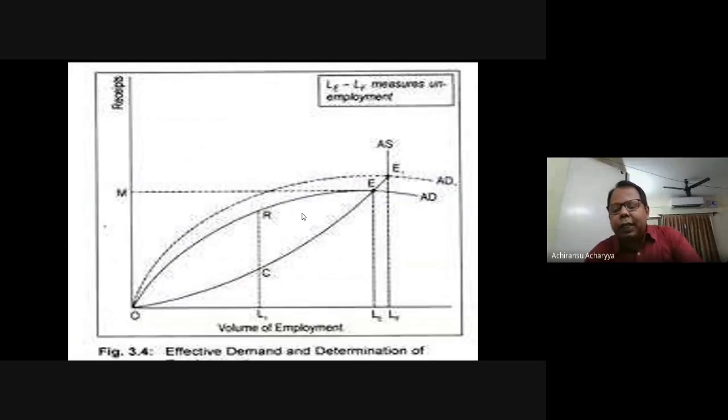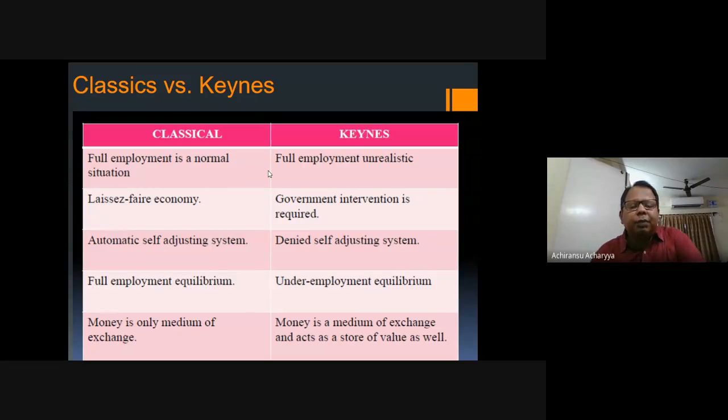So this is a kind of scenario. You have a full employment here, right? This is a full employment, but you are having an equilibrium below that. So you will have some unemployment. This is the measure of unemployment: LT minus LF is your measure of unemployment. So this is the difference between Keynes and the classical economists, who went for full employment.